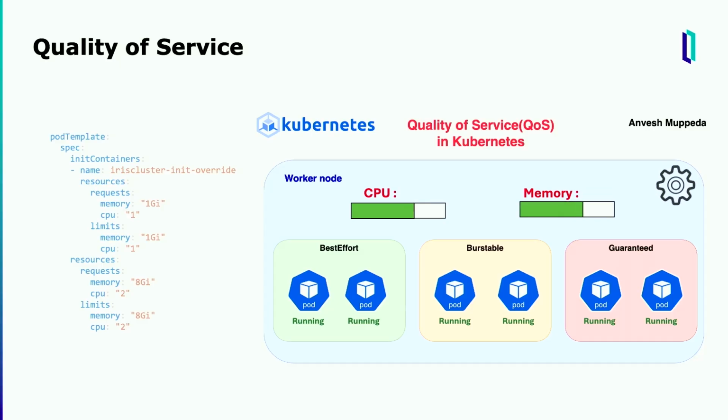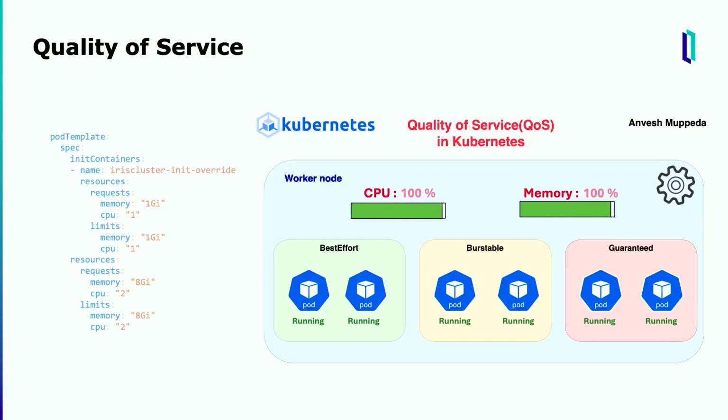Quality of service. By default, Iris runs with the lowest quality of service, which is best effort. Best effort means that any other pod that needs resources, CPU or memory, can evict the Iris pod, which is a bad thing. Best effort pods can be evicted by burstable or guaranteed pods. To be a burstable pod, you need to specify a request in your YAML, a CPU request and a memory request. But you can still be evicted by a guaranteed pod.